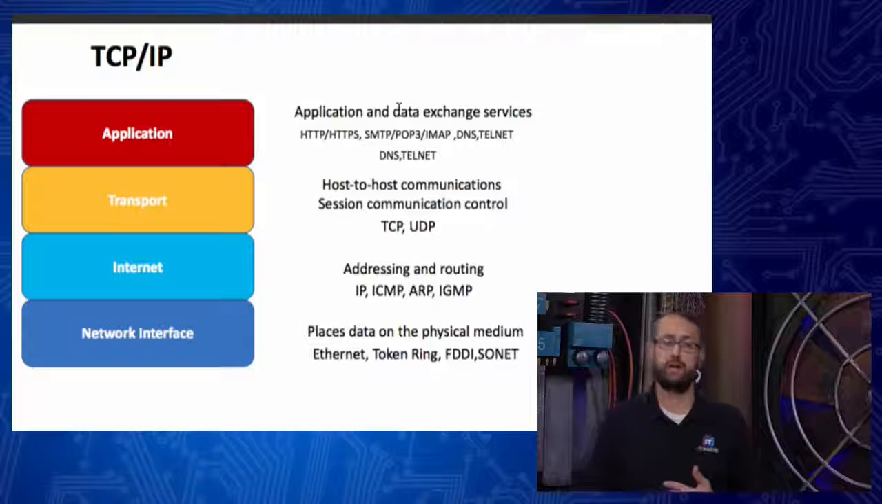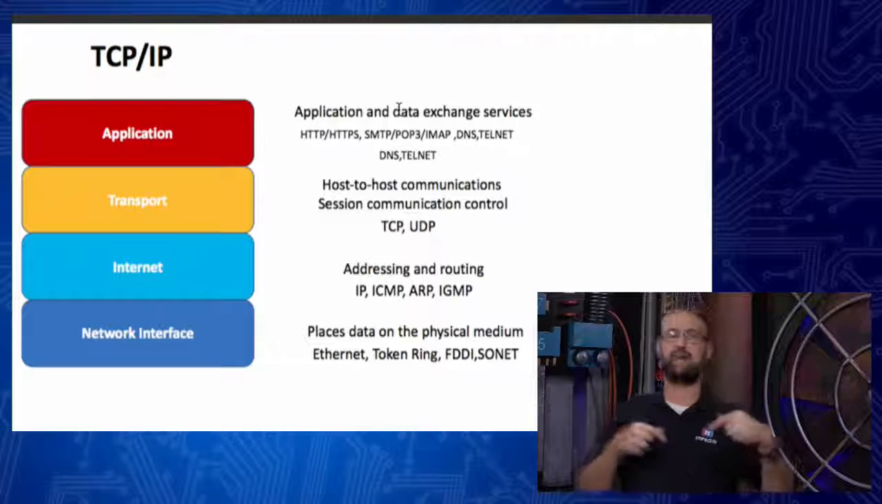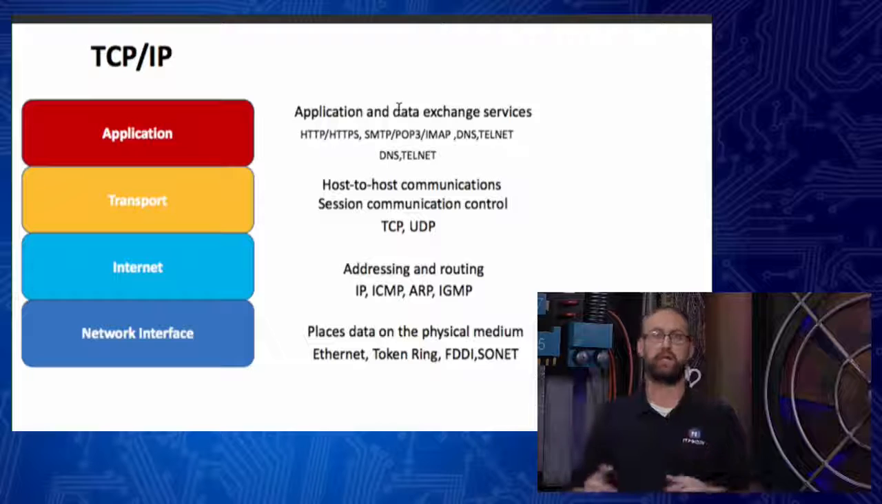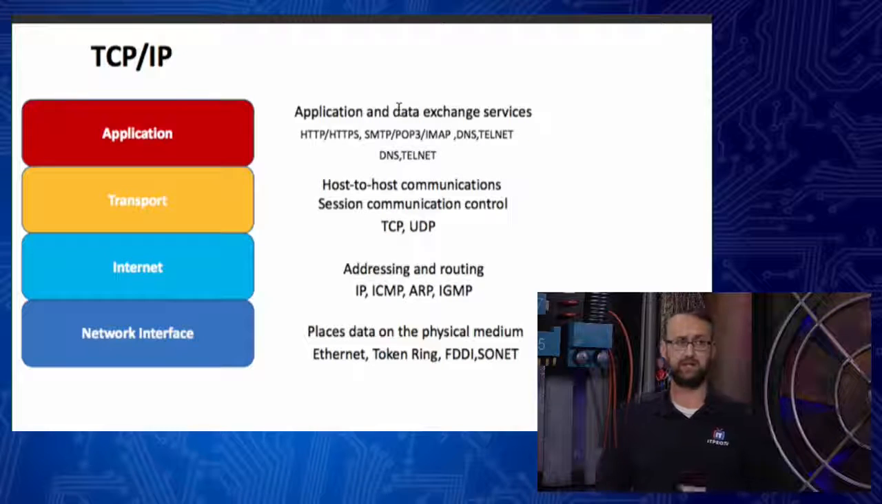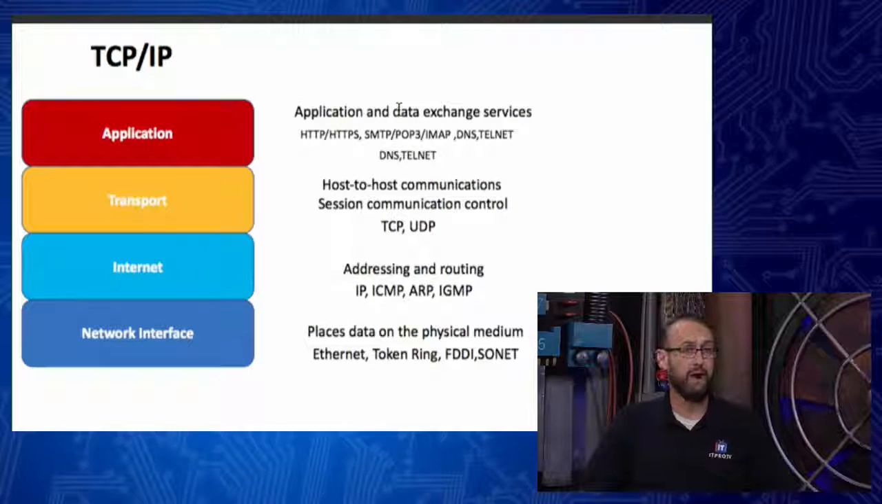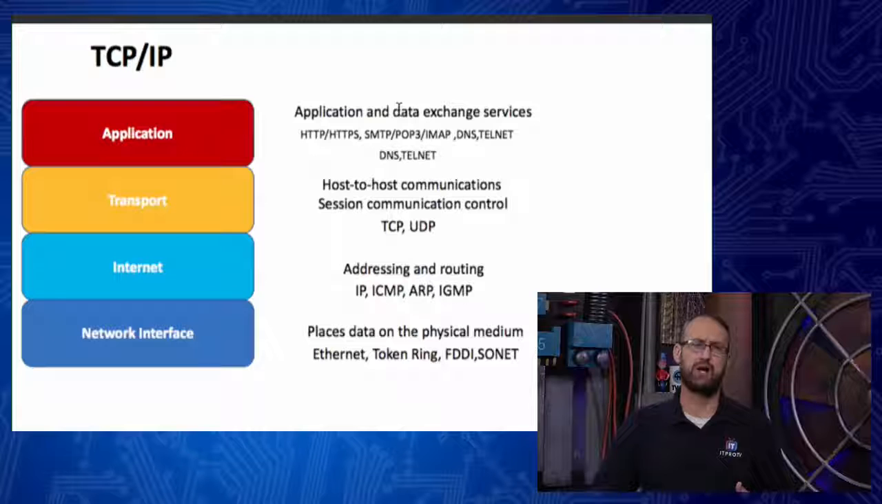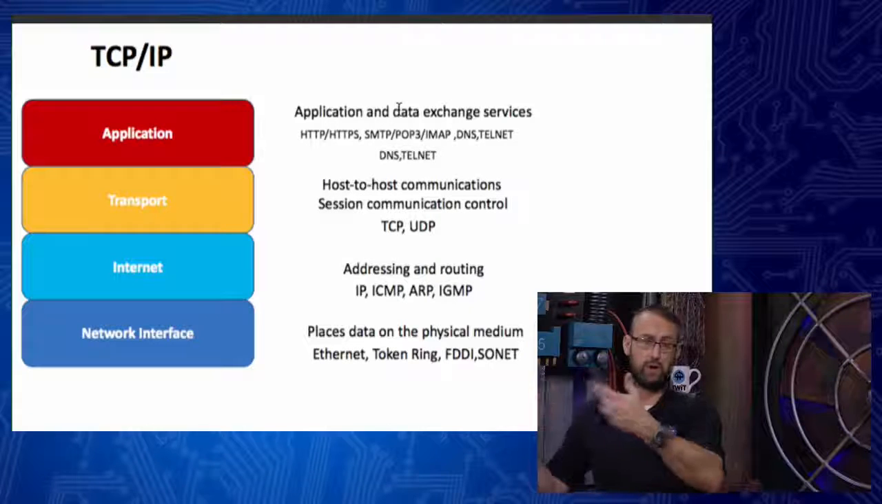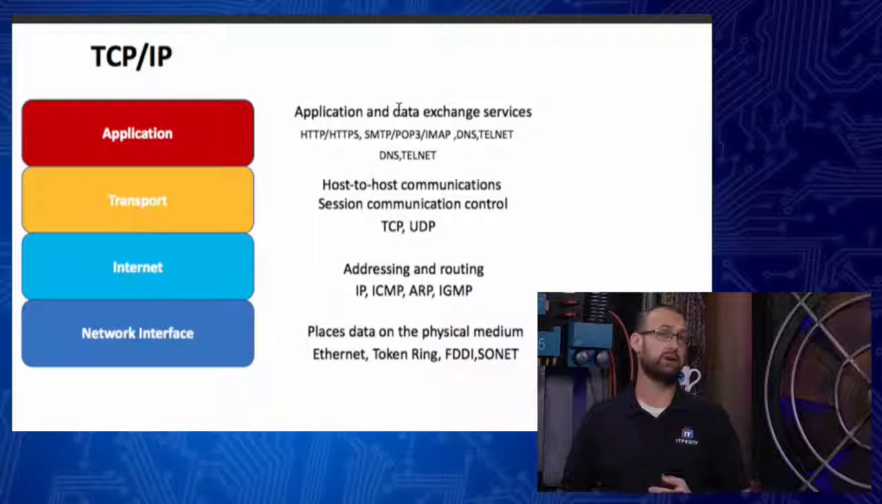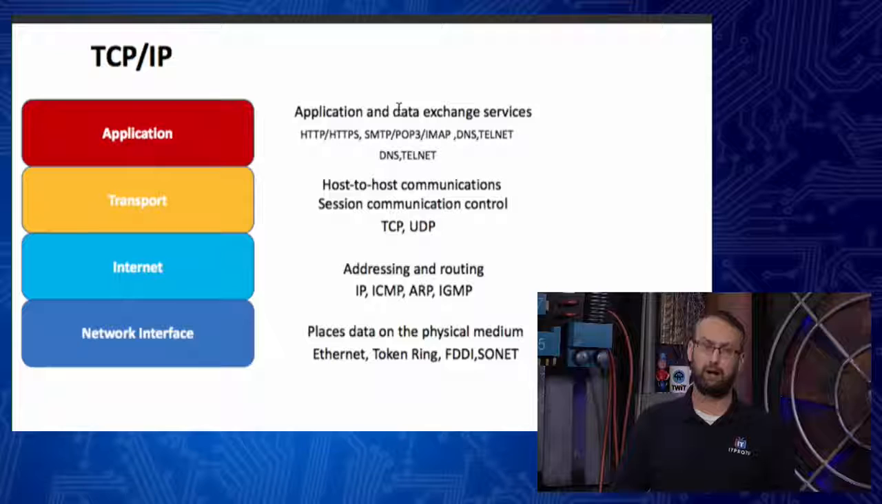Now, the network interface layer, this is what actually places the data on the physical medium, right? Ethernet, Token Ring, Fiber Distributed Data Interface, or FDDI, and again I always have to say FDDI just because it's fun to say. SONET, right? If you're here in the States, it's SONET, part of the American National Standards Institute. That's Synchronous Optical Networking. If you're in the UK and you're following the International Telecommunication Union, they're going to call it SDH, Synchronous Digital Hierarchy. So again, just a couple different terms for the same type of communications.